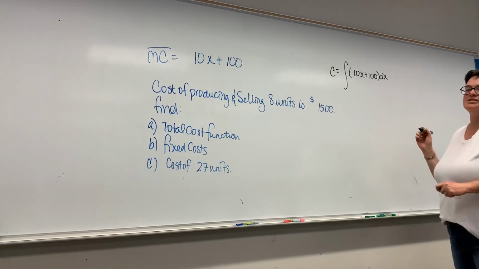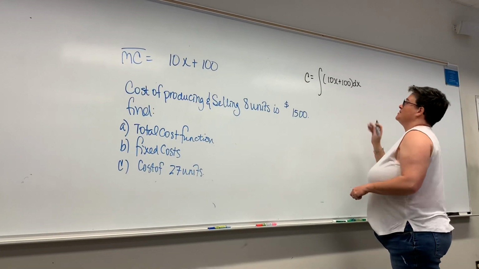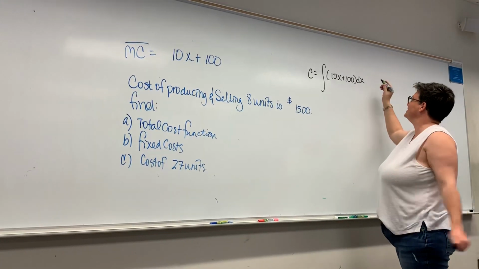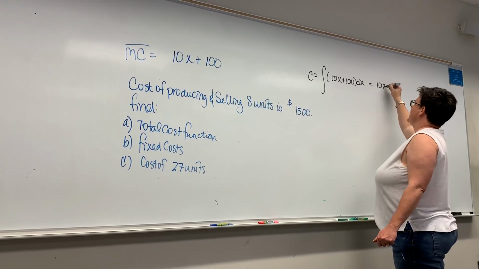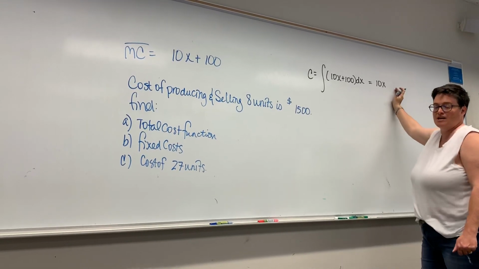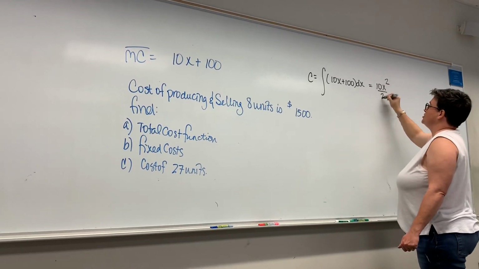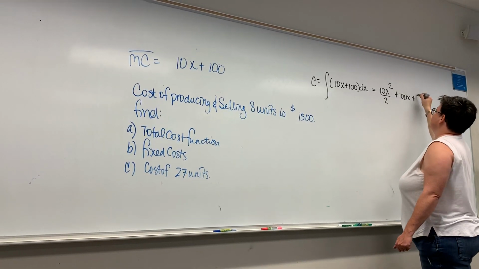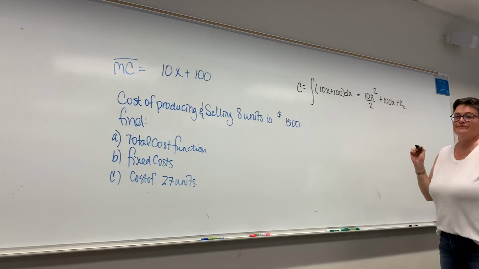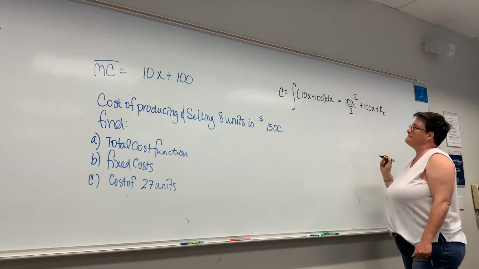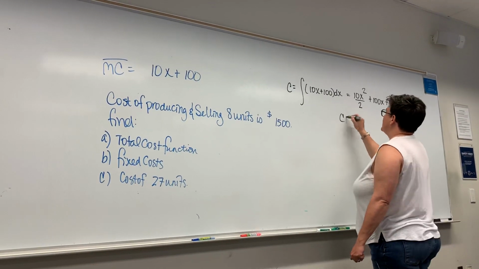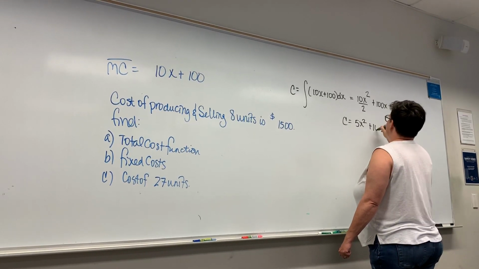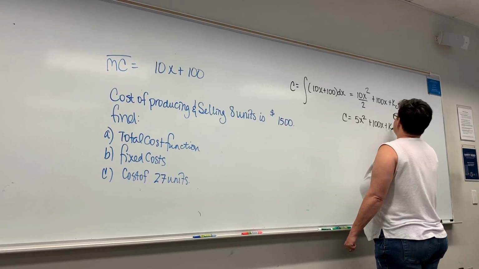And this is why you don't just multiply by x. Because when you integrate this, which is integral number what, guys? 1. Good. This is not 10x squared plus 100x. It's 10x squared over 2 plus 100x plus k sub c. So cost is going to be 5x squared plus 100x plus k sub c.